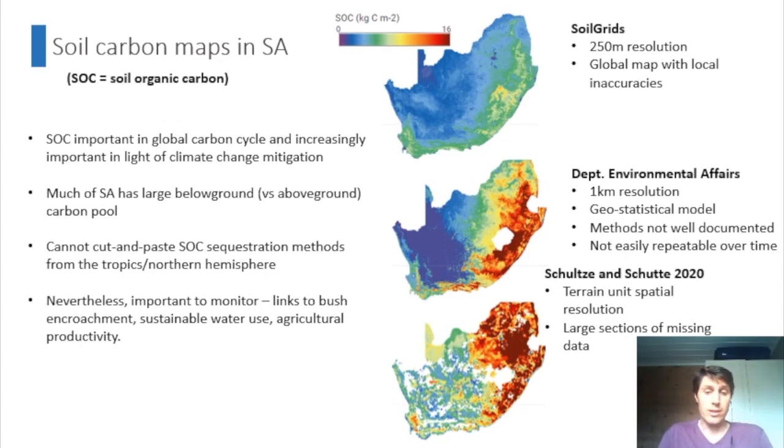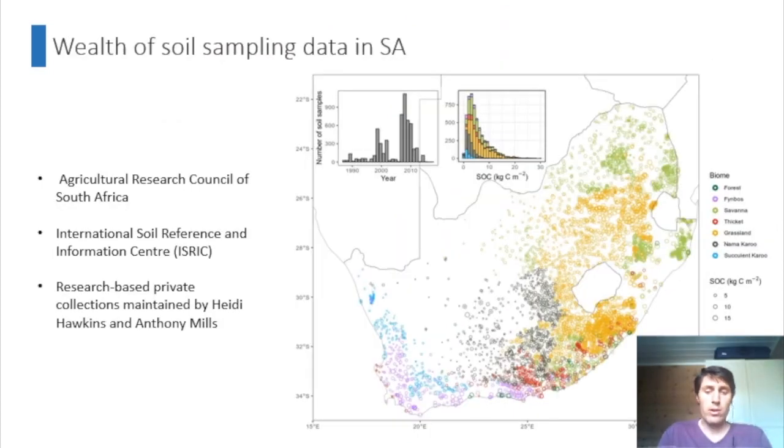But there are large sections of the map missing where there was no soil survey data to intersect with the terrain units. We have a wealth of soil organic carbon survey data or ground truth data in South Africa, as illustrated by the points on this map. We consolidated and collected data from the Agricultural Research Council, International Soil Reference and Information Center, and research-based private collections maintained by Heidi Hawkins and Anthony Mills.